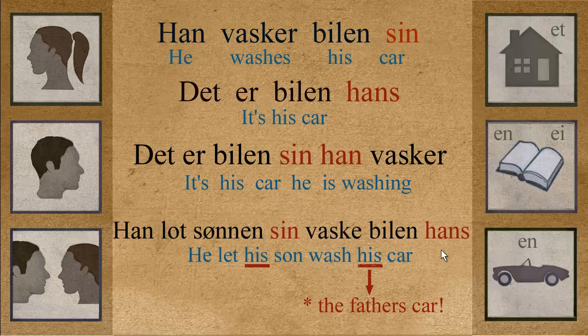Here's one that really confused me when I first saw it. I was like, how the heck can Han lot sønnen sin vaske bilen hans? How can hans be the father's car? And it can't be anybody else's car, unless the guy doesn't want his son to wash his own car. But when I ask Norwegians about this, you would never use sin here, but you could reconstruct the sentence many different ways. You don't have to say it like this. I'm not going to go into that, but this is there. You can be very flexible about how you form a sentence and phrase it another way.